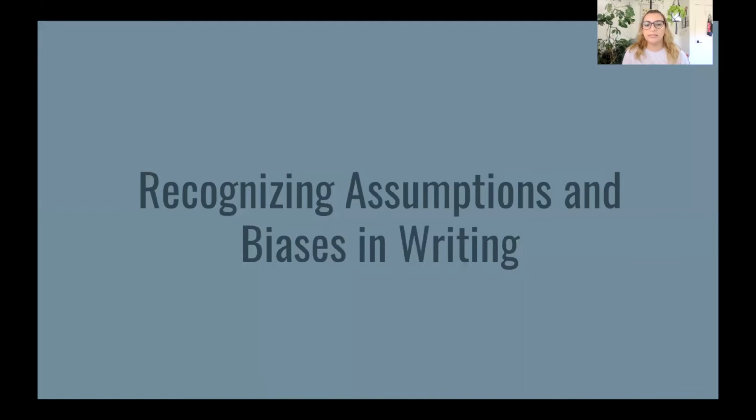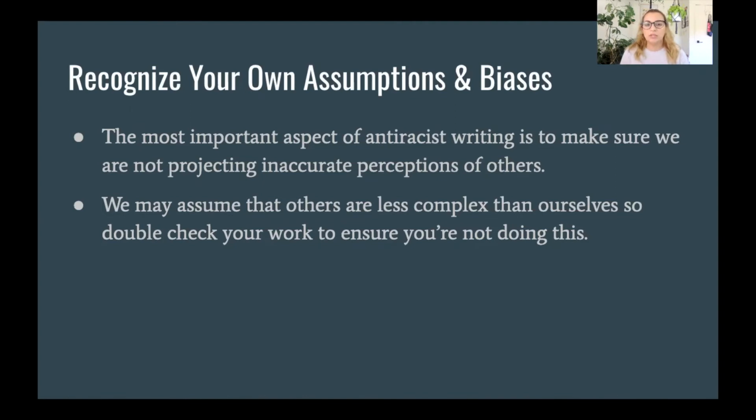So moving on to recognizing assumptions and biases in writing. While writing, you want to avoid anything that might be interpreted as discriminatory, and we'll go over a few examples of how you might come across this. So when we recognize our own assumptions and biases, we want to make sure that we're not projecting any inaccurate perceptions of others. We might assume that others are less complex than ourselves, so double check your work to ensure that you're not doing this. Also, before we get into the examples, I just want to make a disclaimer that the Writing Center does not condone any of the following statements to come. These are merely to be seen as examples, and they are to be seen as inappropriate.